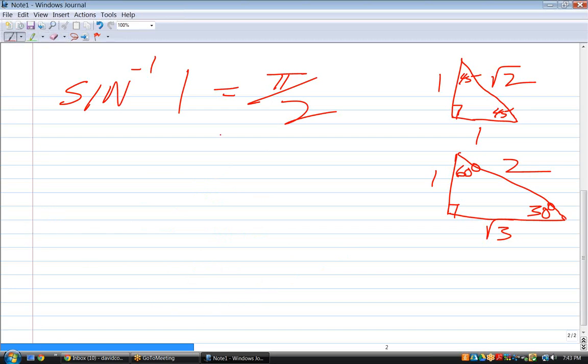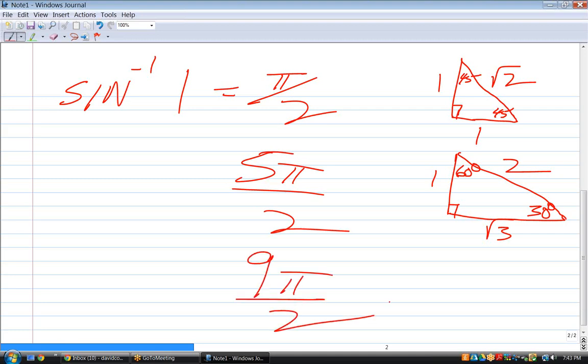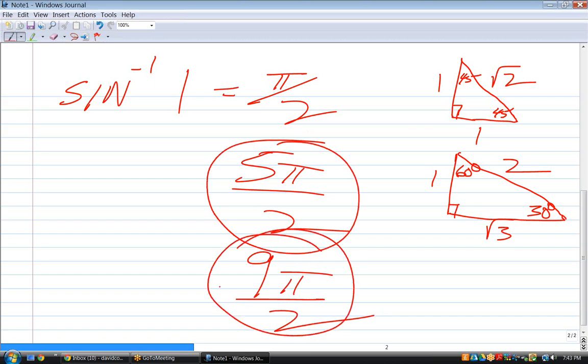Now, you could also say that 5 pi over 2, in other words, the sine of 5 pi over 2 is also 1. And I can add 2 pi to this, so 9 pi over 2 is the same thing. In other words, all of these are correct answers. They're just not the principal answer, and they're not the answer that's inside the unit circle. But they're still answers. If I said, what's the sine of 5 pi over 2, the answer is 1.